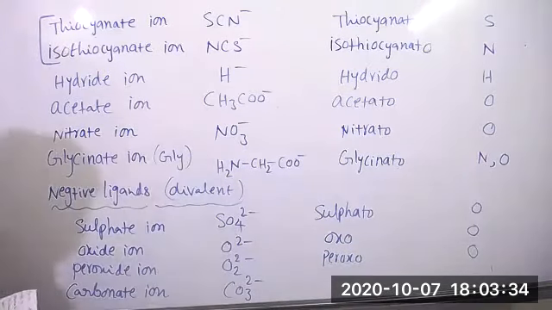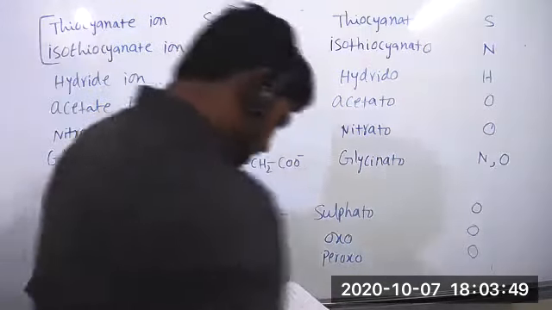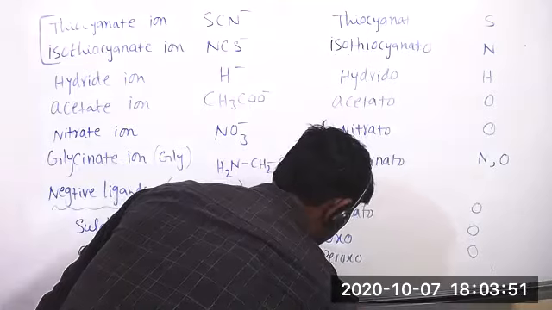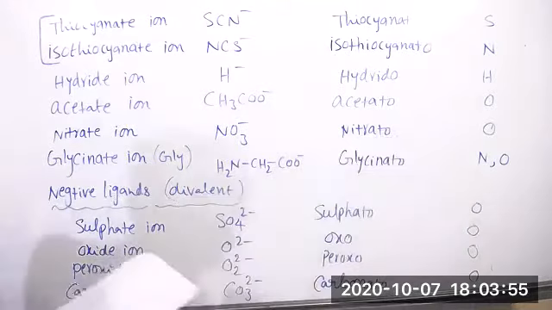Monovalent, divalent, and trivalent. Trivalent is not there. Only monovalent and divalent are there. But tetravalent is there, EDTA, that is specially we are writing. Mono and di is sufficient. This is a carbonate. Here also only one oxygen is linked.